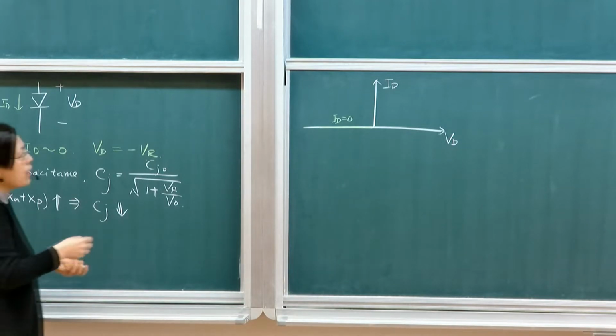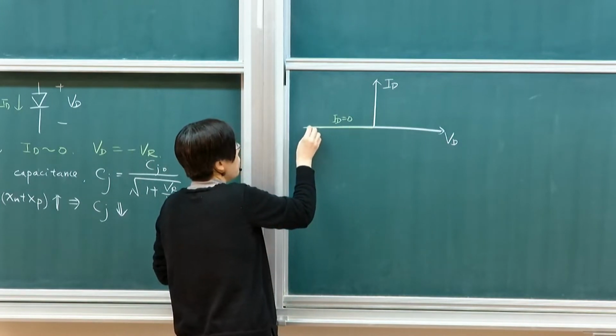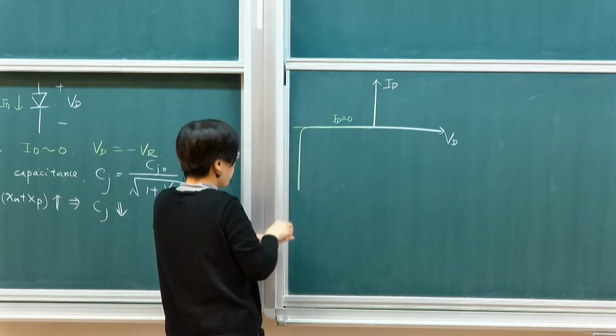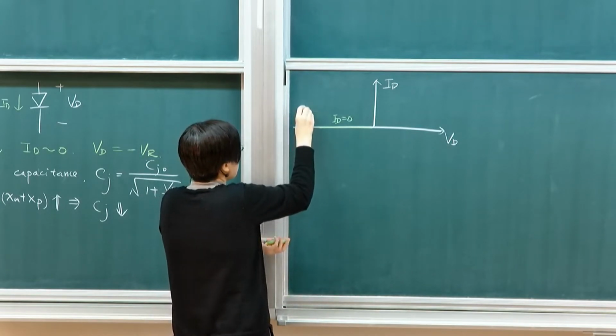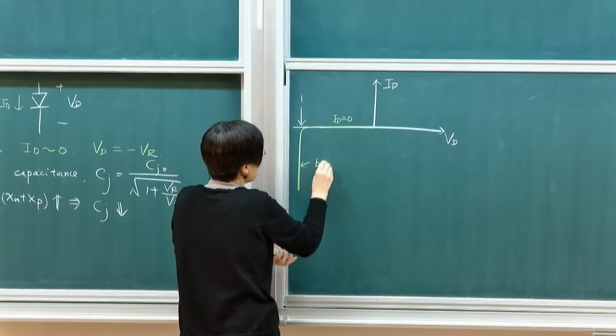If you apply this voltage to a fairly high level, you actually see something like this. This is typically referred to as breakdown. The characteristic is called breakdown.